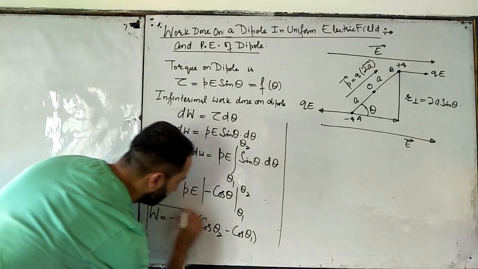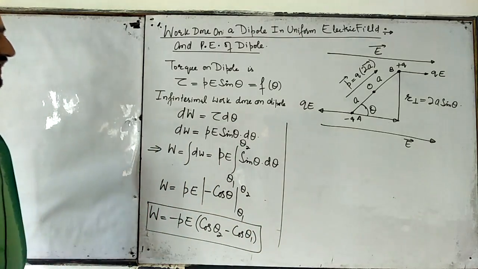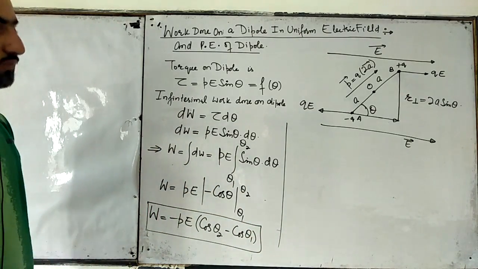So this is the work done. This is the equation for the work done. Right? Now next I will define the potential energy.